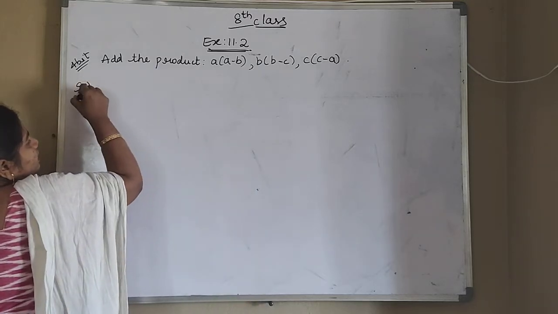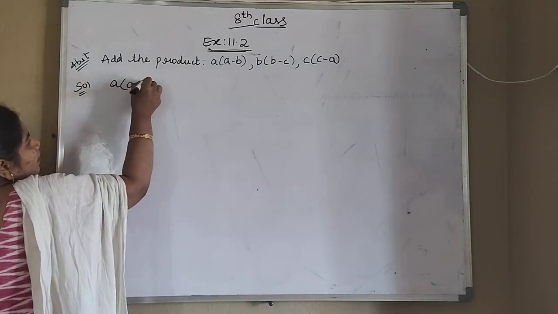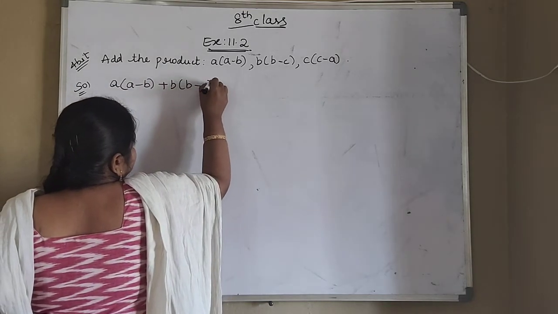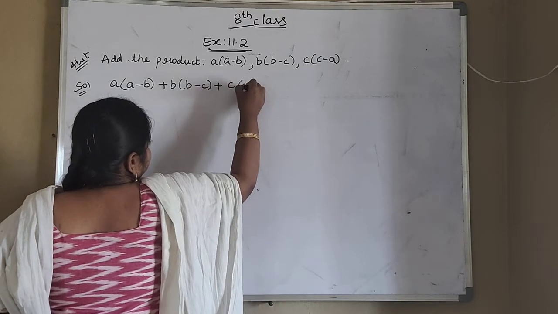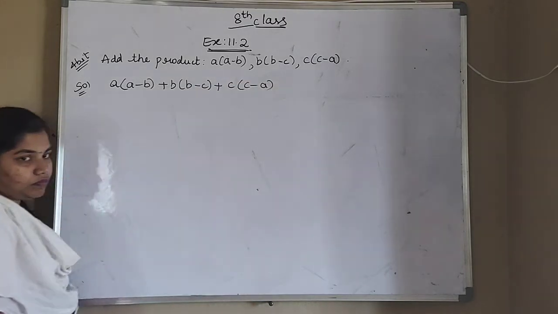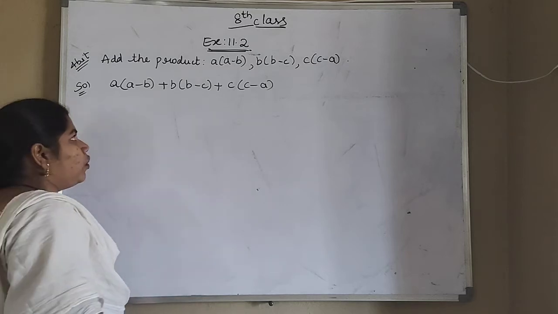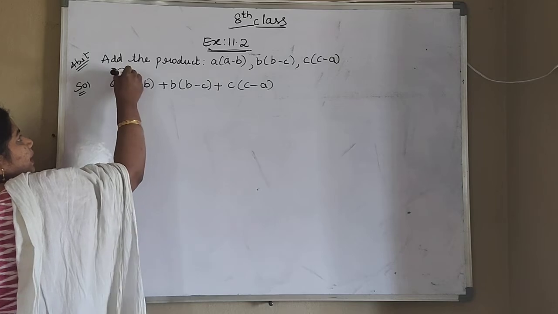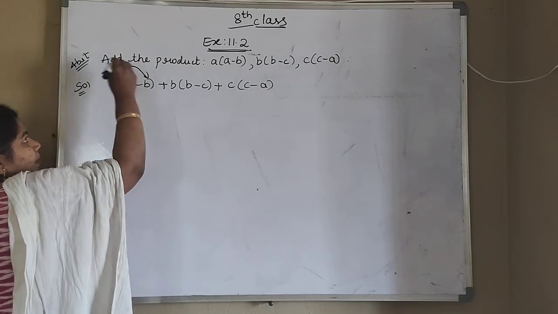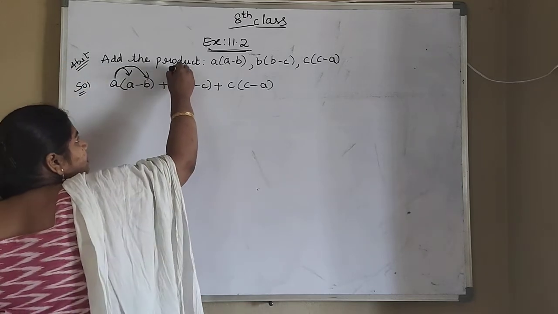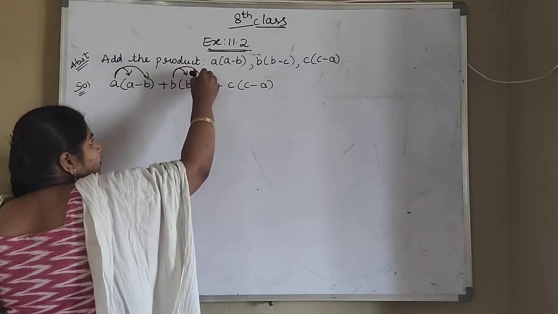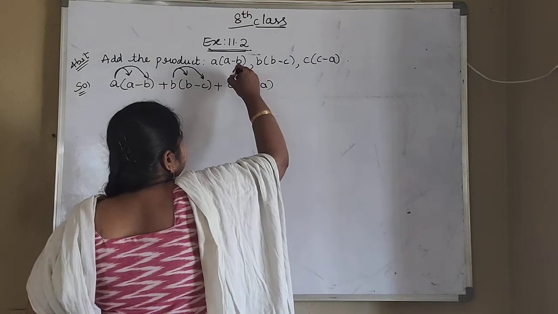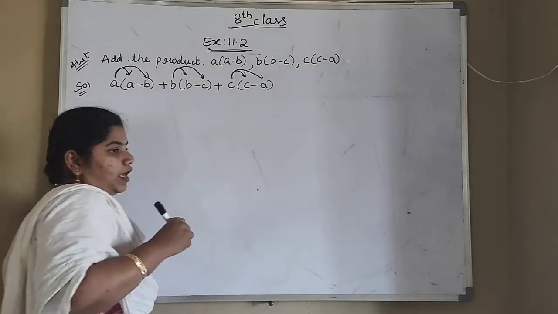So the solution is a into a minus b plus b into b minus c plus c into c minus a. We have to add all the terms after multiplying each and every term. So this a should be multiplied with a and this a should be multiplied with b also. In the same way, b should be multiplied with b, b should be multiplied with c also. In the same way, c should be multiplied with c and c should be multiplied with a also.